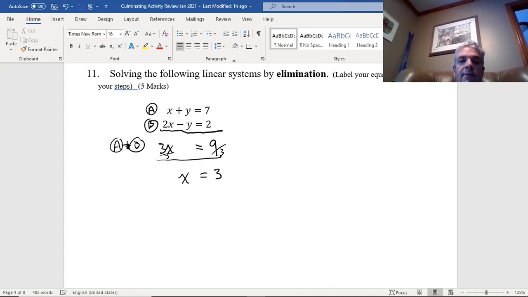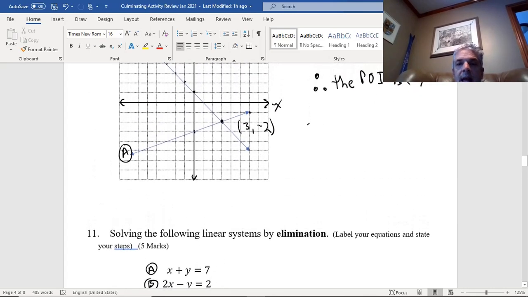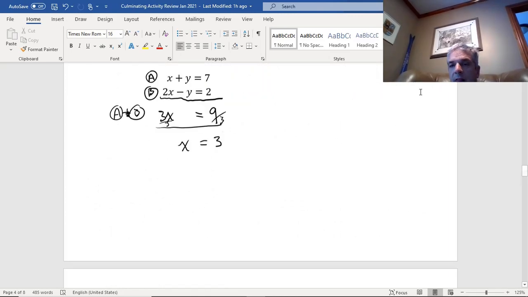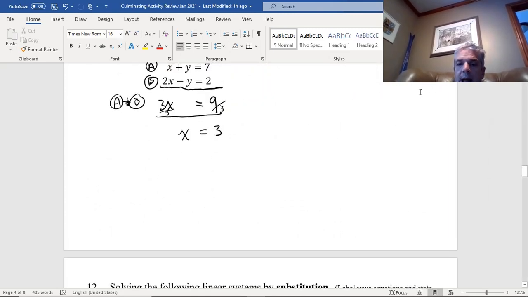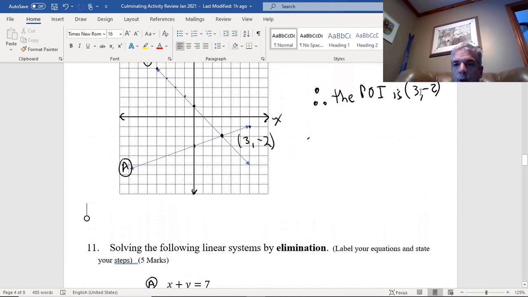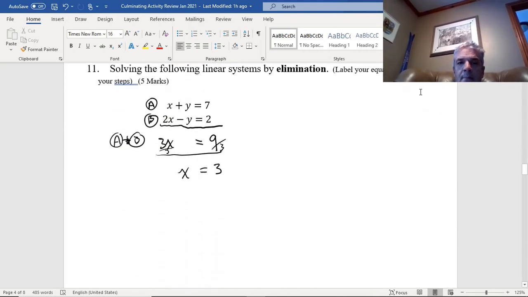I now have half of my answer for my point of intersection, because remember, a POI includes an x value and a y value in my coordinate. And so I'm going to come back to doing this.